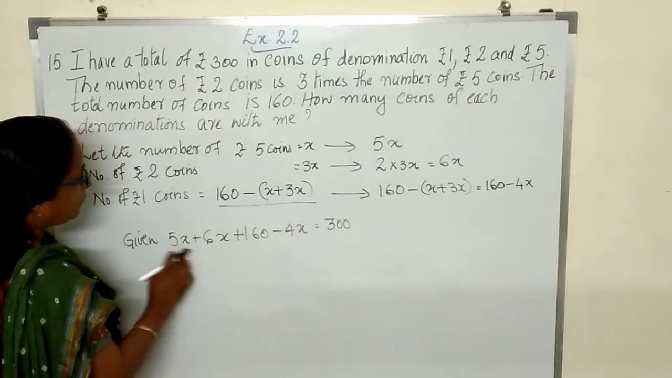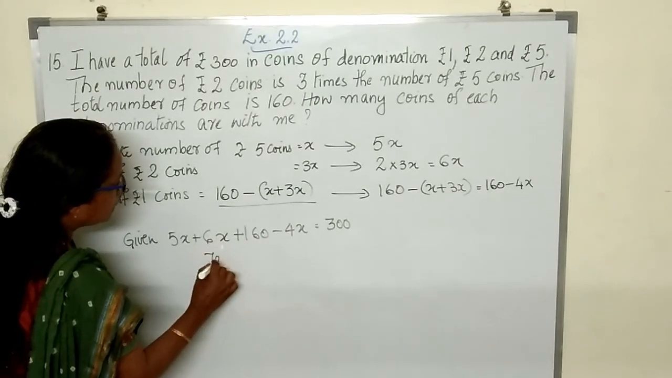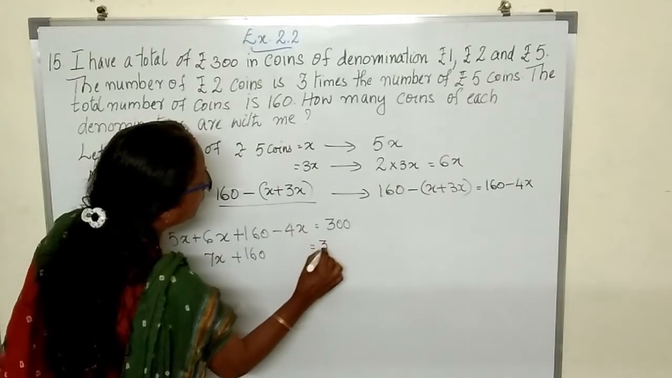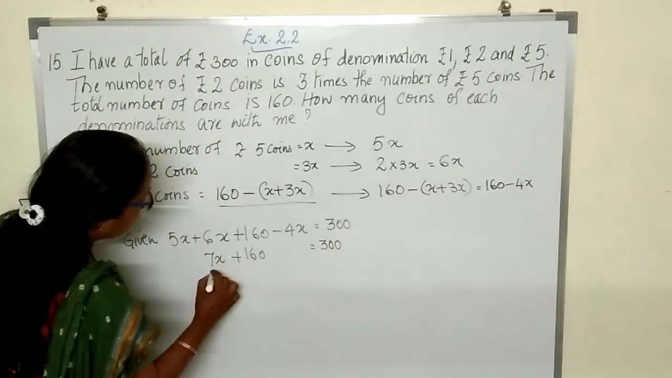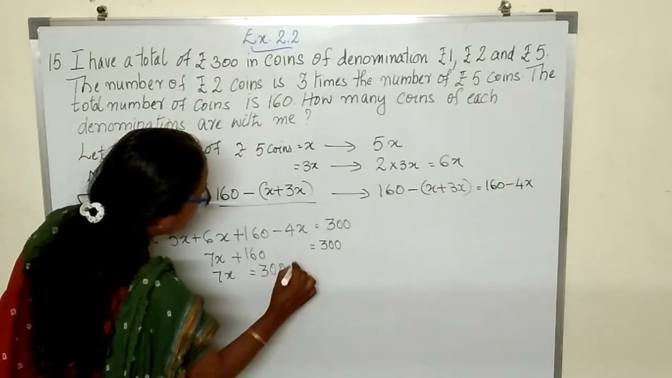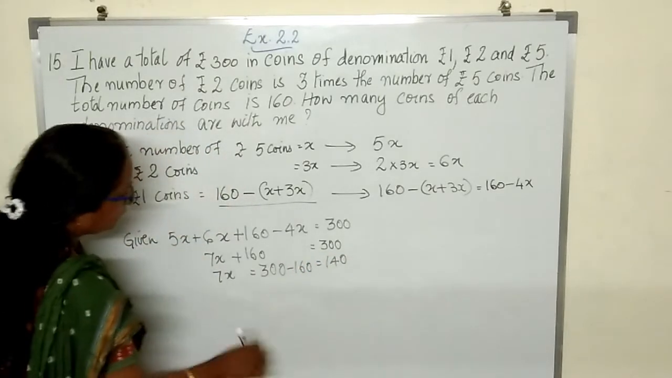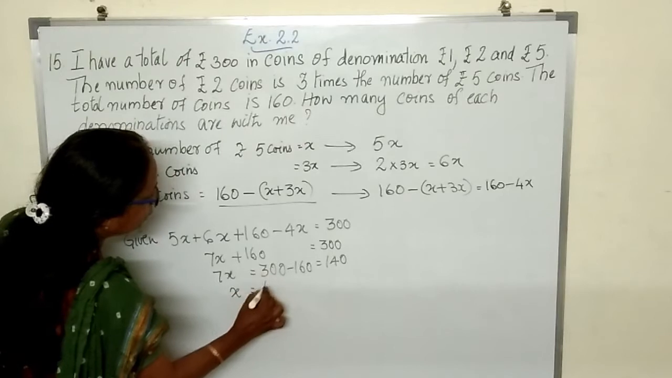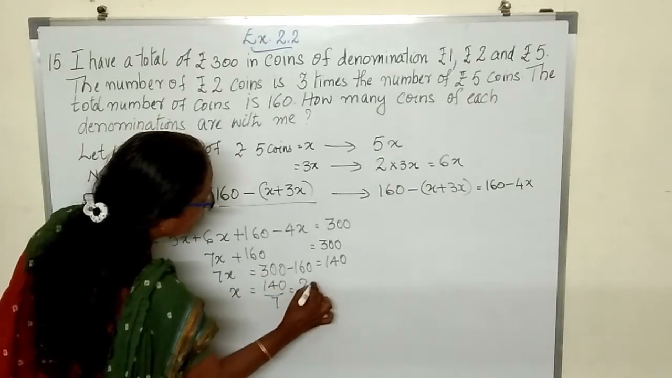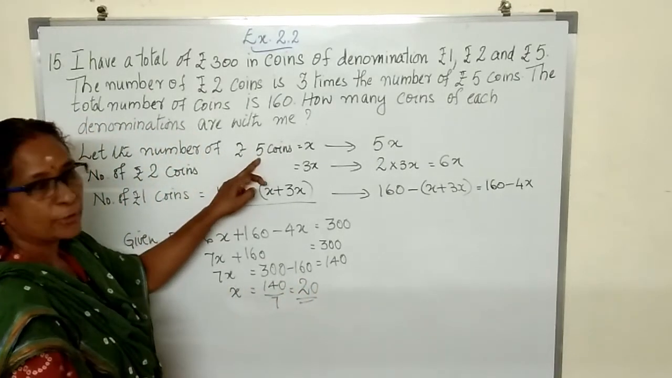So from here, 5 plus 6 is 11. 11 minus 4 is 7x. Plus 160 is equal to 300. So 7x is equal to 300 minus 160, which is equal to 140. And from that, x is equal to 140 upon 7, that is equal to 20. You got the value of x. What is x? 5 rupee coins.